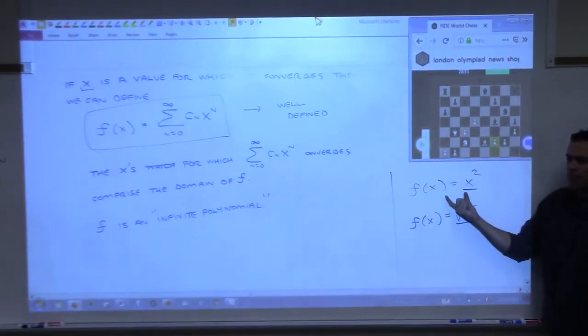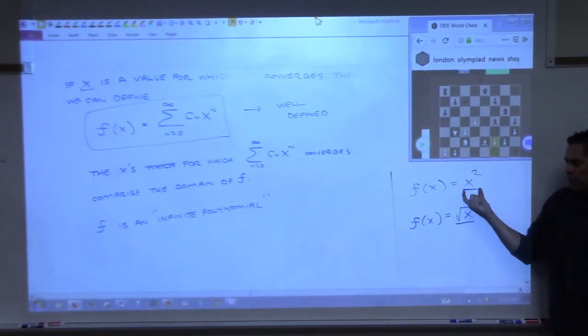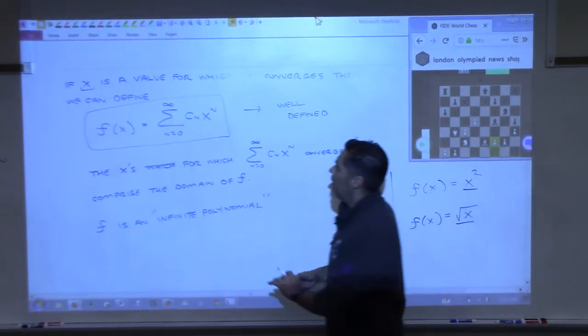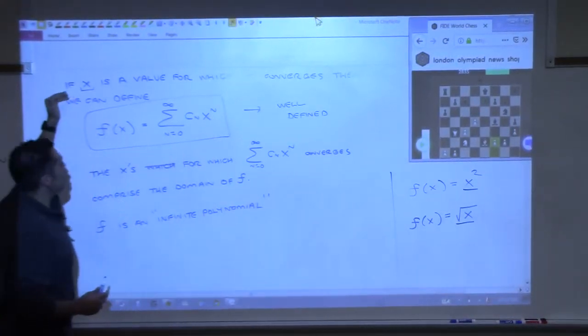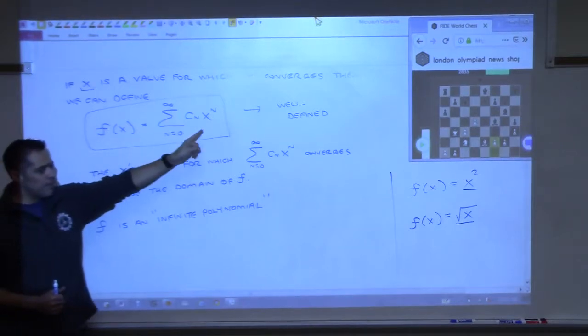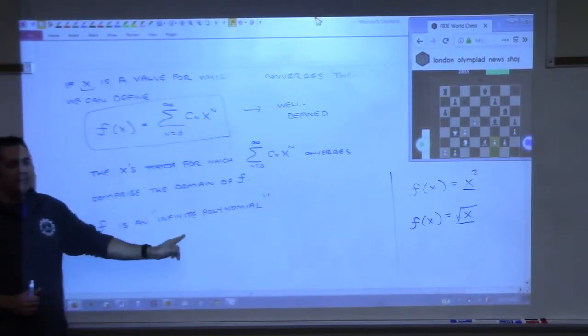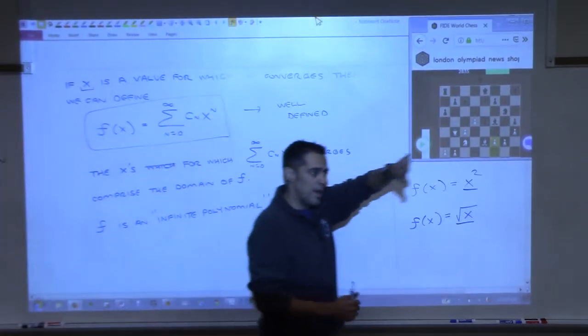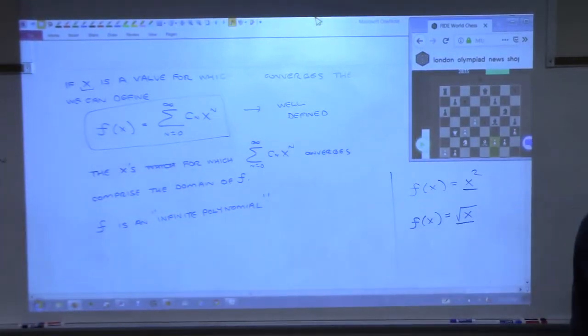This is a polynomial function, isn't it? But it's finite because there's one term. If a power series, for which you give me an x which makes it converge, will result in an infinite polynomial. You will have something plus something plus something forever, and there are powers of x the whole way out. Let's do our first example of a power series, all right?